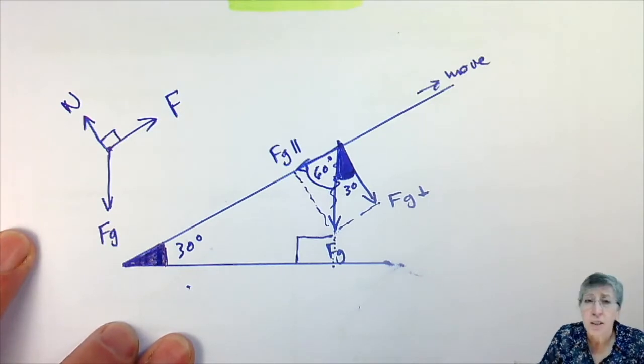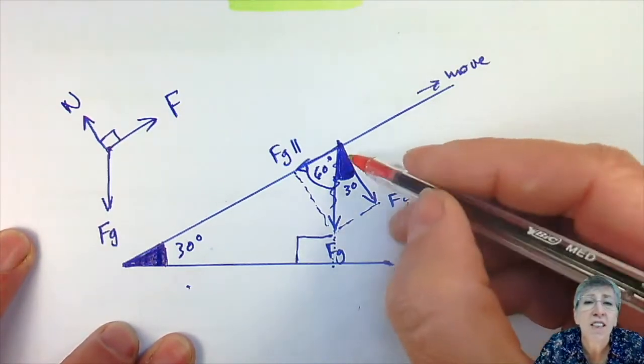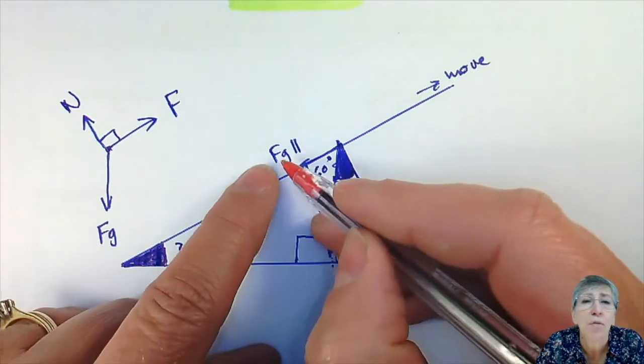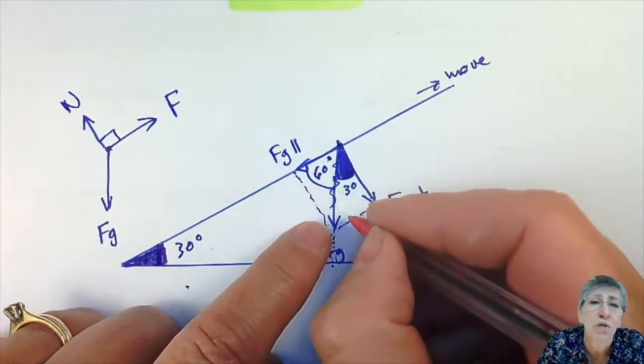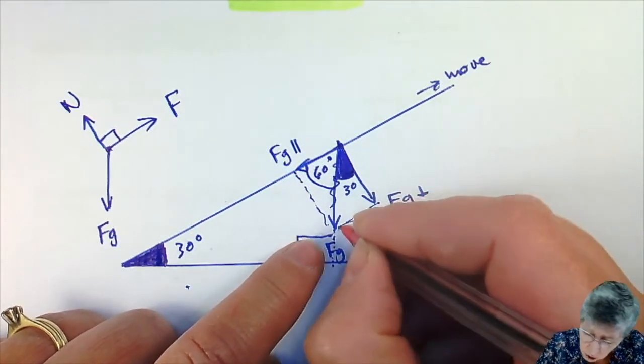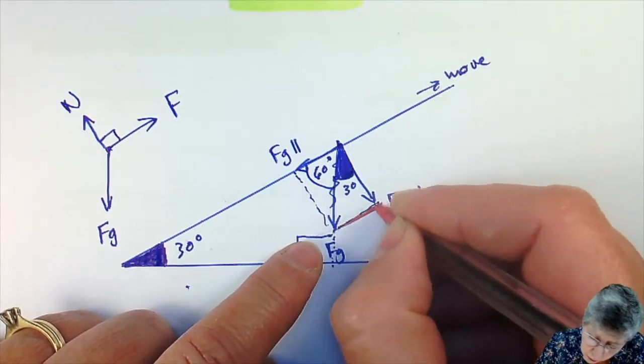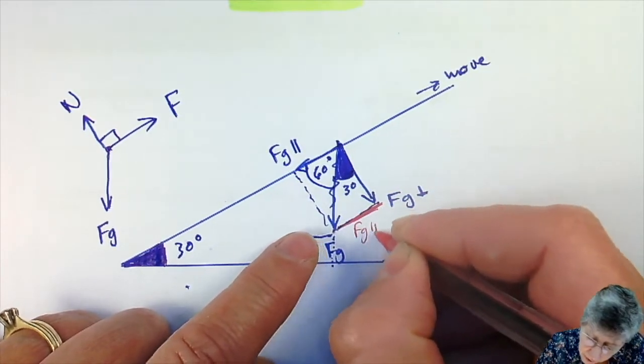So let's talk about this. If I'm working in this triangle, remember FG parallel is just repeated on this side, so this one is also FG parallel, right?